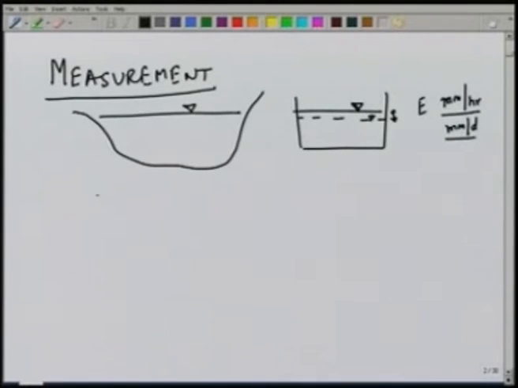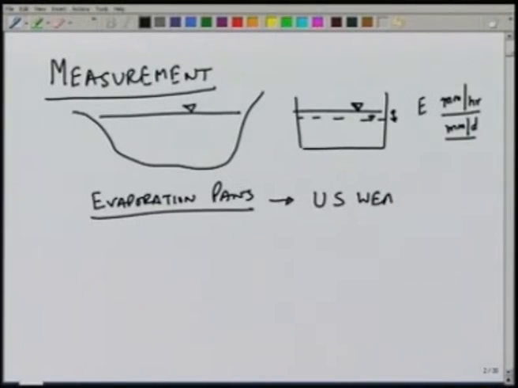The evaporation pans are sometimes also called evaporimeter because they measure the evaporation. One of the standard evaporation pans was used by US Weather Bureau, and is known as Class A pan.